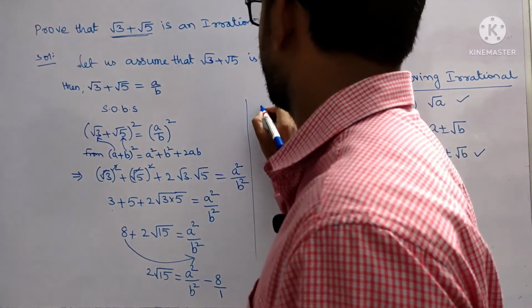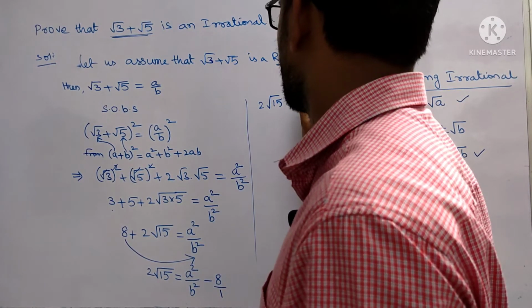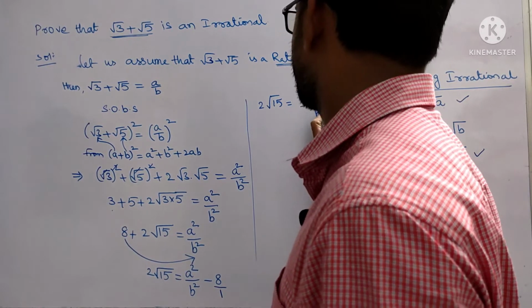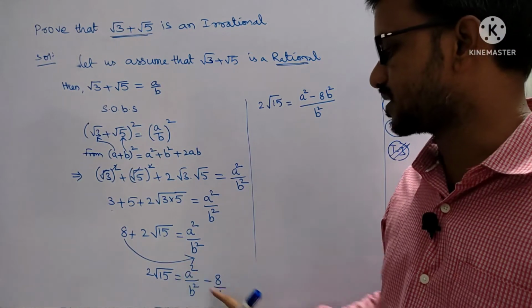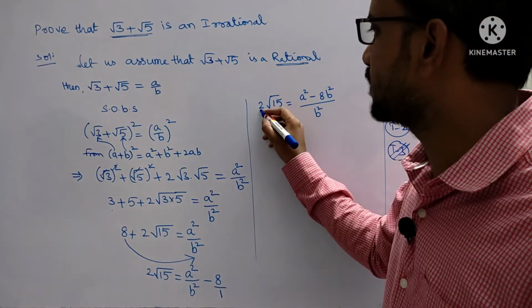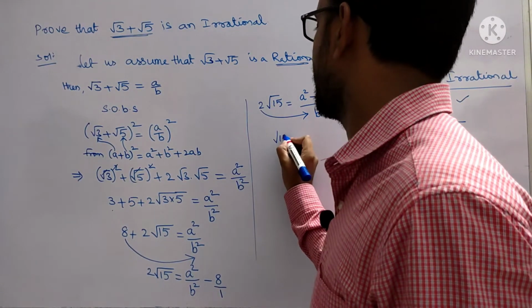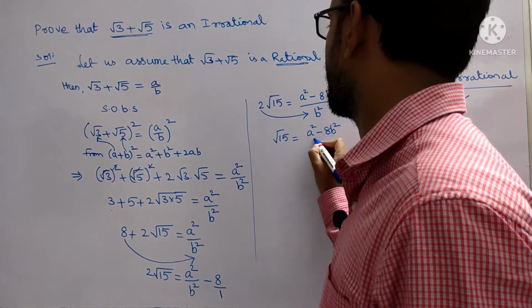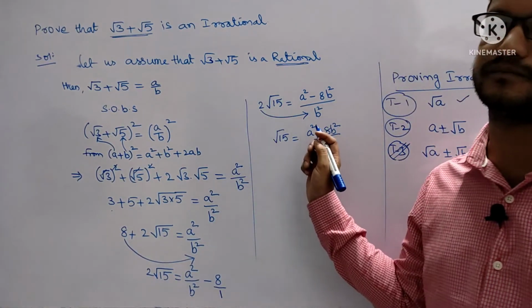So this will be simplified as 2 root 15 is equal to a square minus 8b square by b square. The LCM of b square and 1 is b square, and from cross multiplication, 1 into a square is a square and 8 into b square is 8b square. And here 2 is multiplying, transferred to the other side becomes division. From this, root 15 is equal to a square minus 8b square by 2b square. It becomes a multiple here.